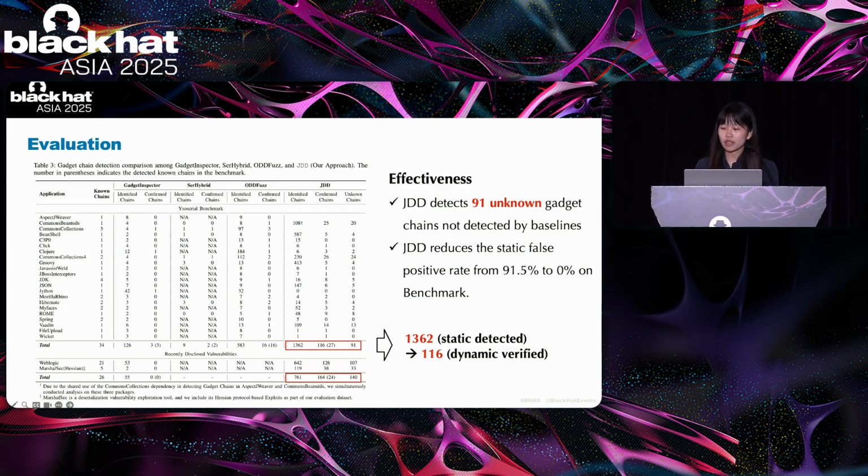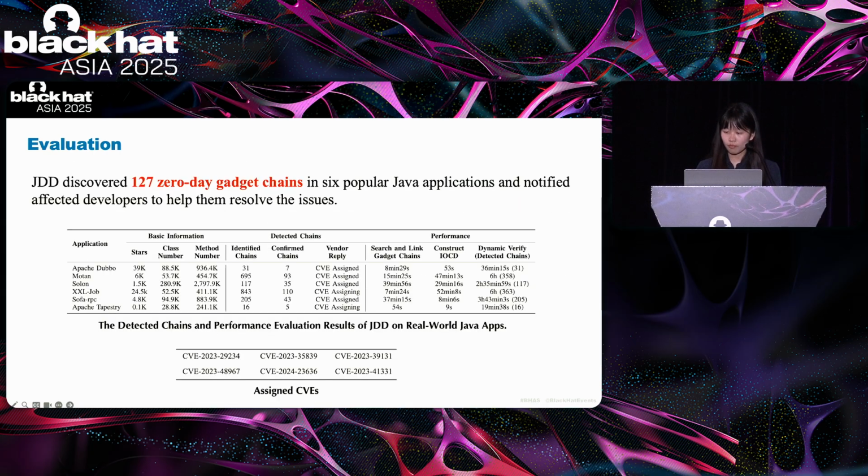First, we evaluate and compare the effectiveness of JDD on well-known benchmarks. The results show that JDD significantly outperforms all state-of-the-art tools and detects 19 unknown gadget chains that are not detected by the baselines. In addition, JDD identified 127 zero-day gadget chains in 6 popular Java applications and notified the affected developers to help them resolve these issues. This proves the value and impact of JDD in the real world.